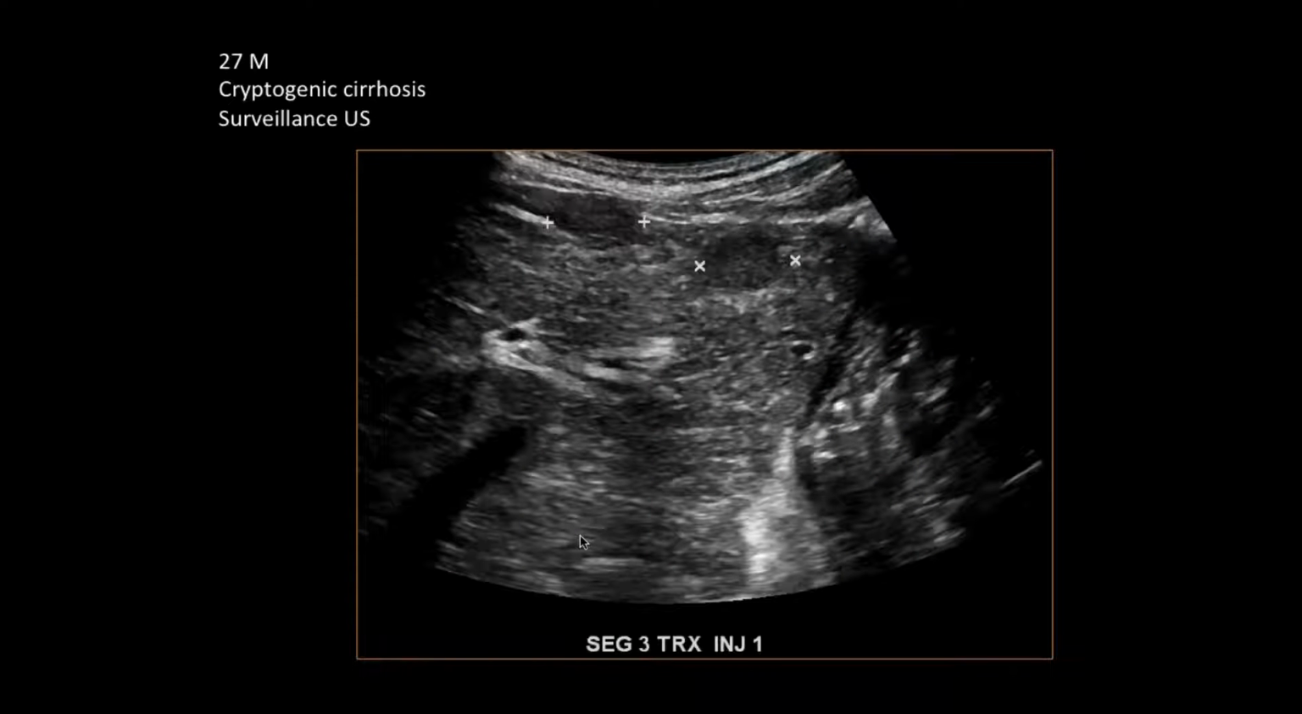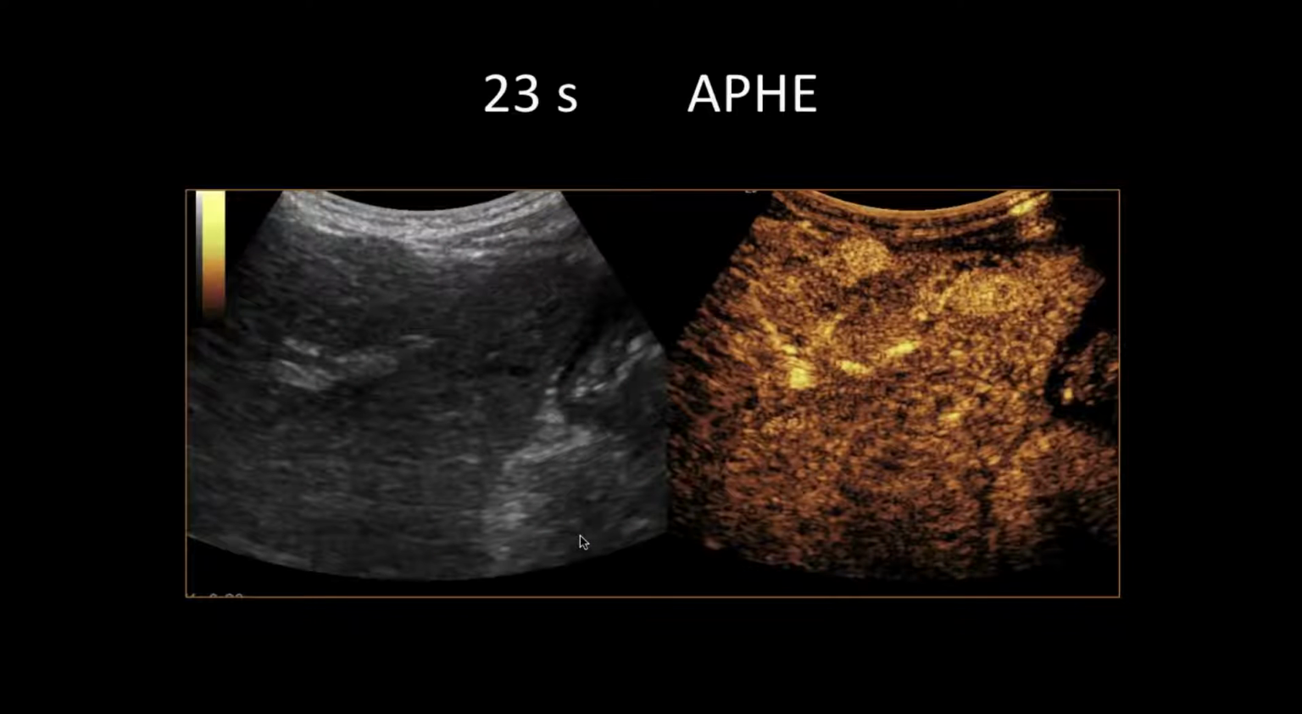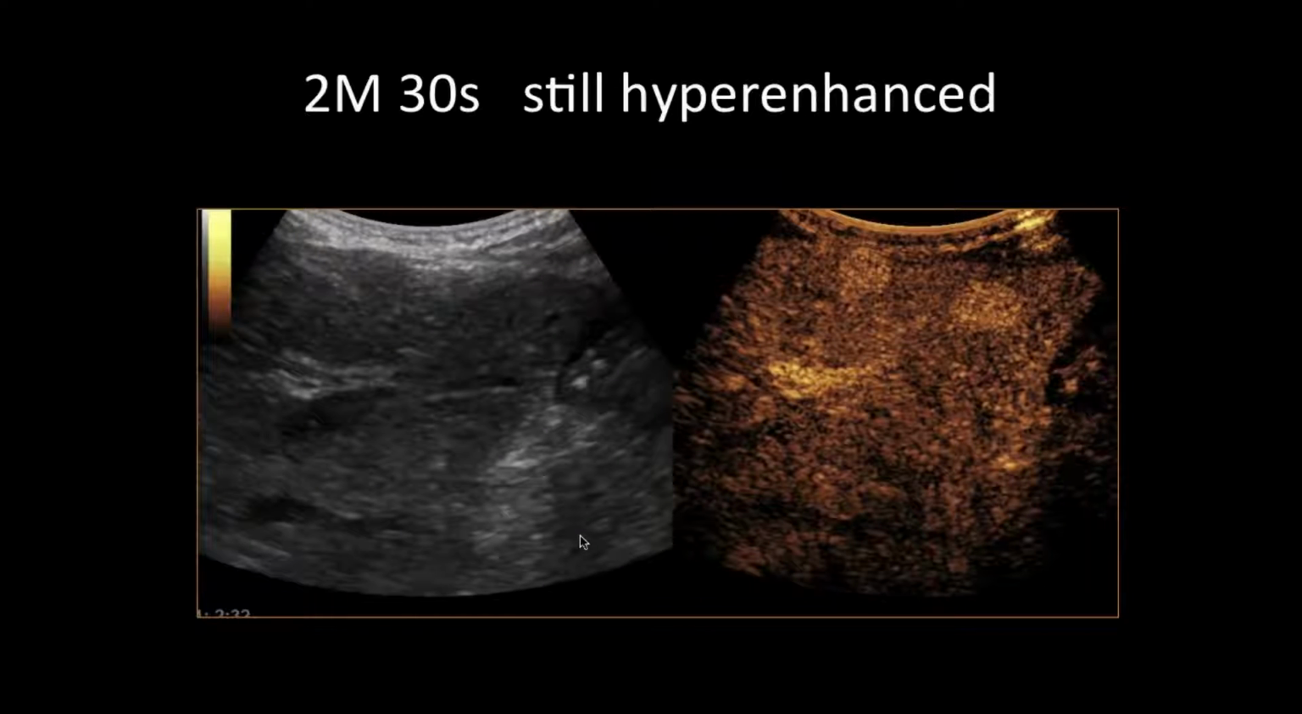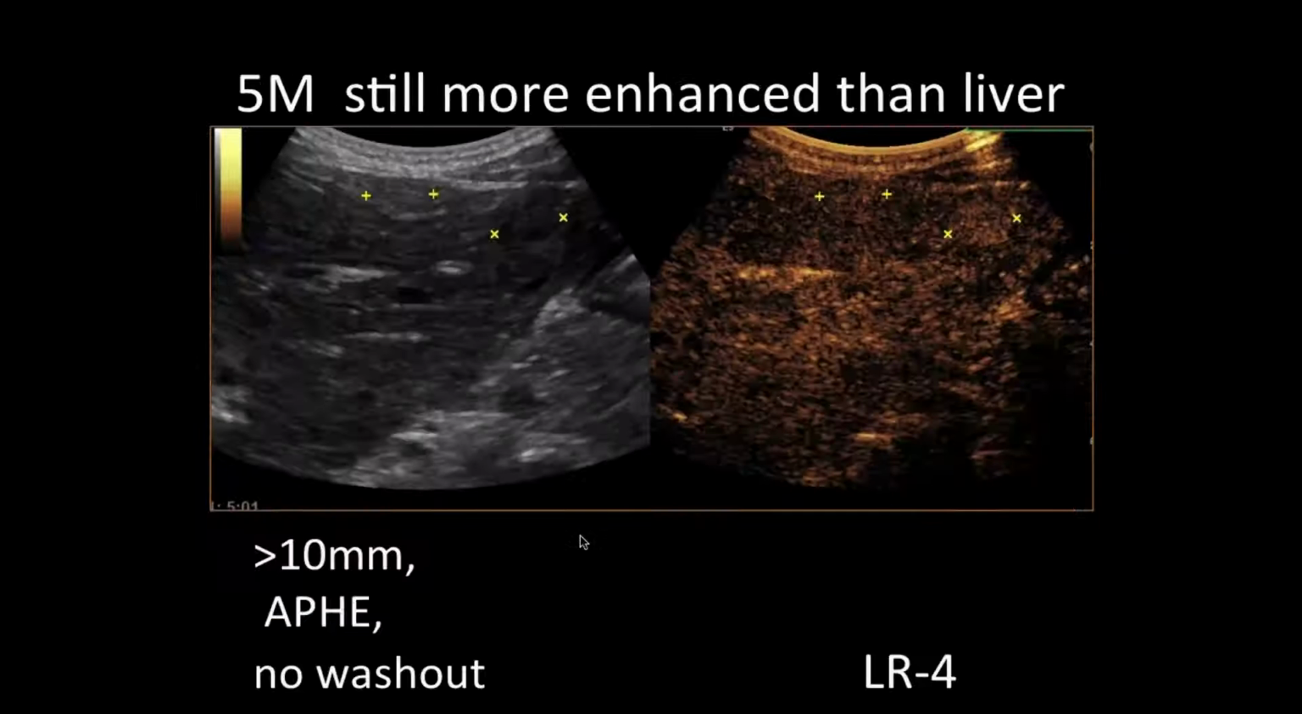Now, another LR4 lesion, a 27-year-old male with cryptogenic cirrhosis, and on surveillance ultrasound we can nicely see 2 nodules, and when we do the arterial phase imaging with the dual screen, we can see that both of the nodules on the contrast image are hypervascular. When we look at them at 2.5 minutes, we can still see both of the nodules still hyperenhanced, and even when we go to 5 minutes, when the contrast has really left this cirrhotic liver, we can still see that they are slightly hypervascular as compared to the remainder of the liver.